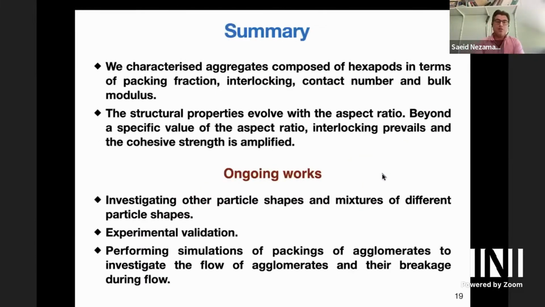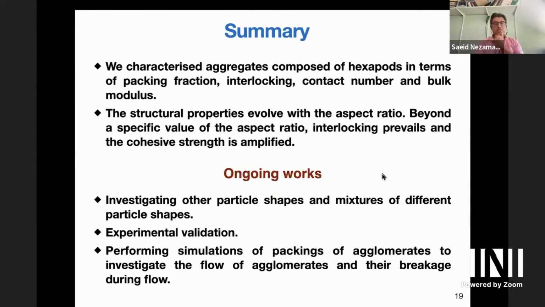In summary, we could characterize aggregates composed of hexapods in terms of packing parameters like packing fraction, interlocking, and contact number, and mechanical properties like modulus. The structure properties evolve with aspect ratio. We see that beyond a specific value of the aspect ratio, interlocking prevails and the cohesive strength is amplified.